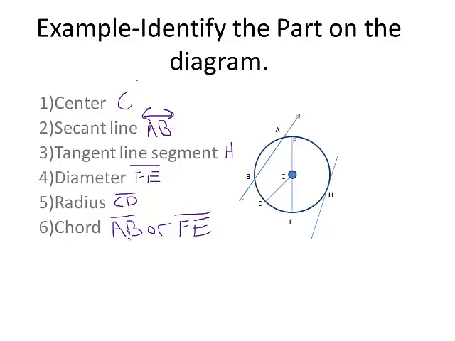And we have a chord, AB, or we could have FE. And again, segment on top of it. For each one of the radii, the diameter, and the chord, you have to have the segment notation, and for the secant line, you have to have the line notation.